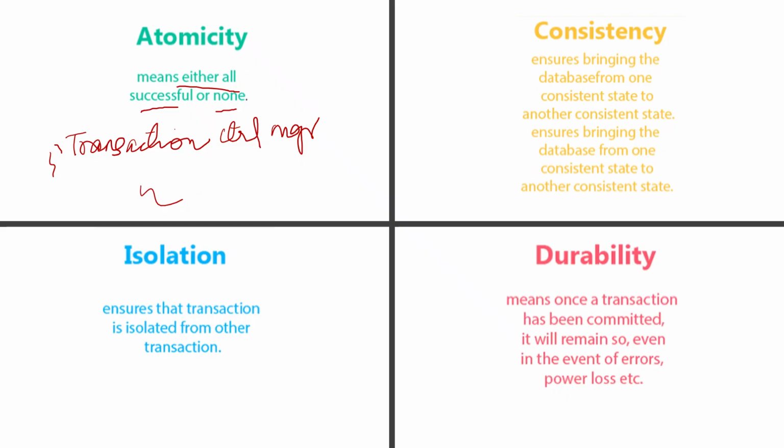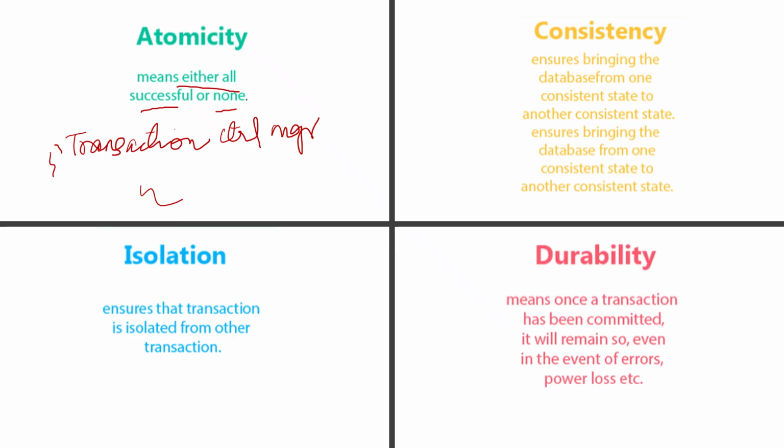And the next property is the consistency property. So what is consistency? It is going to ensure that the transaction will bring the database from one valid state to another valid state, without violating the database constraints. So that is consistency.